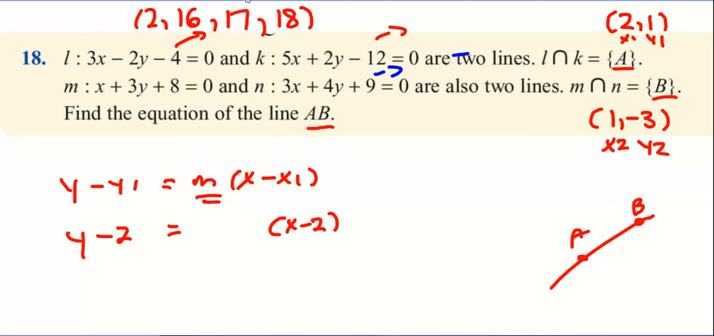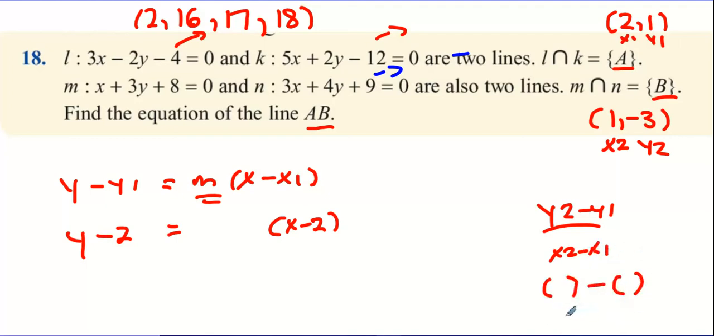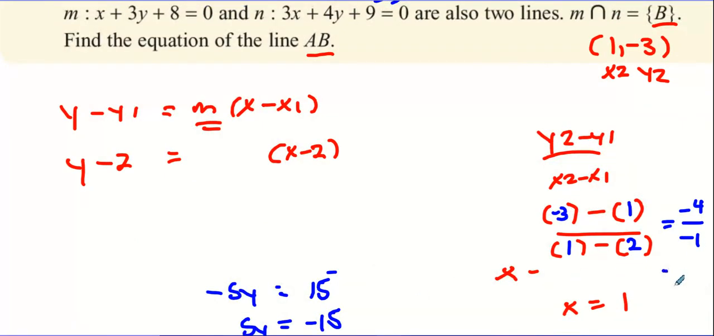We don't know the slope, so we're going to have to use the slope formula to get it. So the slope formula is y2 minus y1 over x2 minus x1. Remember to use your brackets when you put it into the calculator. So what we get is y2, which is minus 3, take away y1 is minus 1. And then on the bottom is x2 is 1, take away 2. So it's going to be minus 4 on top, minus 1 on the bottom, which is a slope of 4. So that's the slope equals 4.